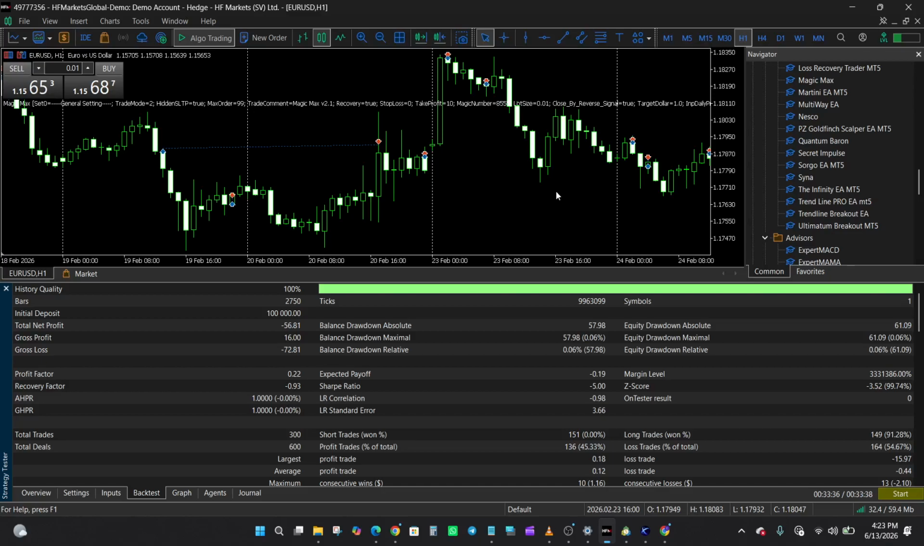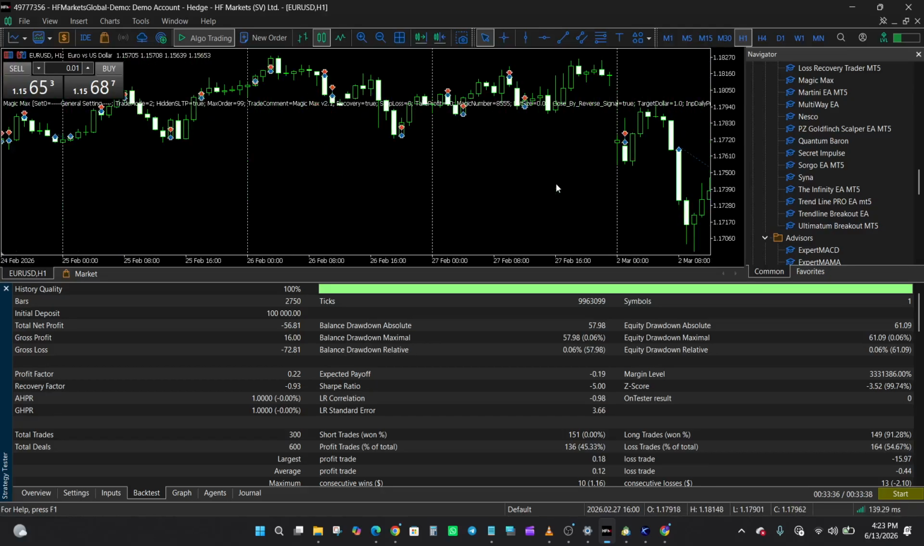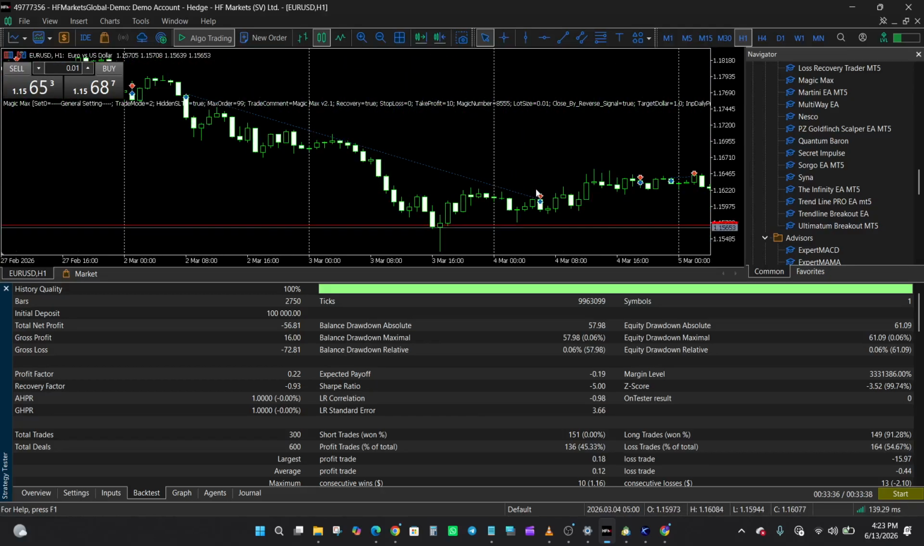Now, in conclusion, Magic Max EA for MT5 is a low-cost expert advisor that focuses on supply and demand zone trading across Forex pairs, gold, and selected synthetic indices. It offers flexible trade modes, configurable risk settings, and multiple trade management options through its parameter panel. As always, it is important to test and optimize the EA thoroughly before considering any live trading environment.